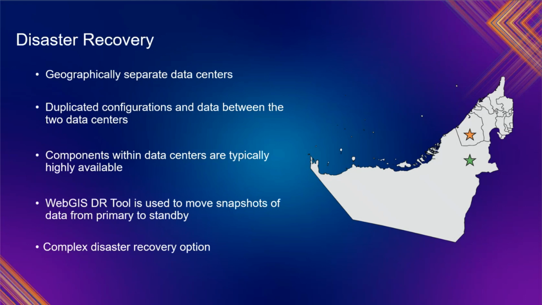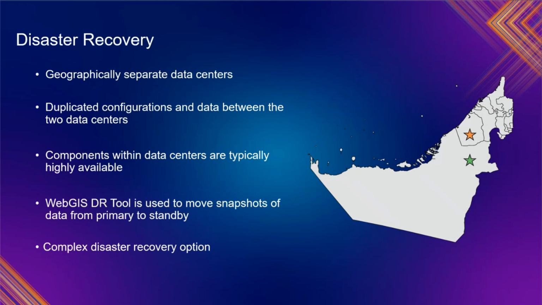Components within a data center are typically highly available. As I told you, the first site is high available and the second site should also be high available. The WebGISDR tool is used to move the snapshot of data from the primary site to the standby. So whatever we do, for example, if I create a web application or web map on site A, what happens in the interval of the backup is defined when we configure it. It may be daily, one time, at 12 o'clock at night.